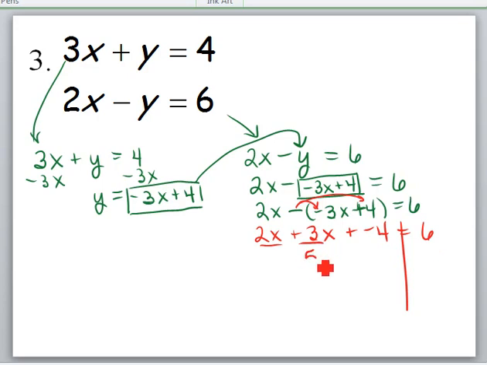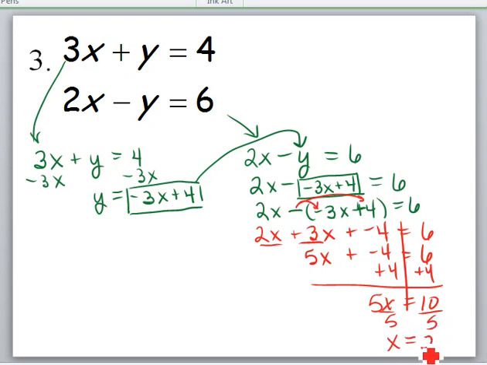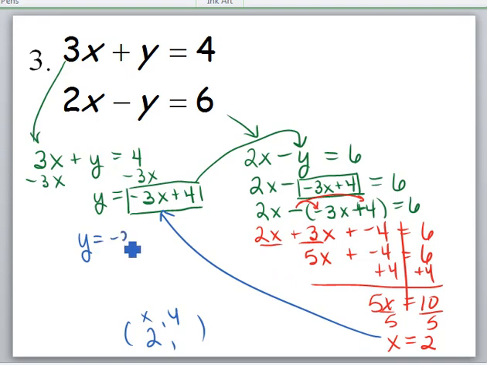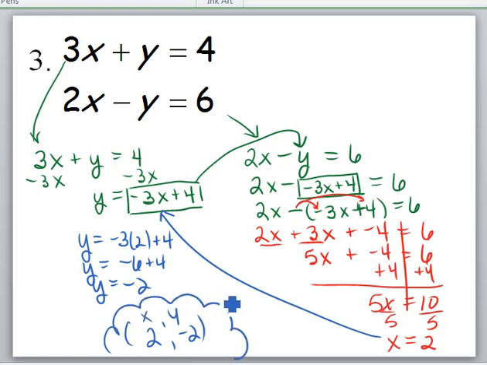Combine like terms. I get 5x plus negative 4 equals 6. Add 4 to both sides. I get 5x equals 10. Divide by 5 on both sides, and I get x is 2. So I started to get my solution. My solution is x, y. My x value is 2, and my y value I can find by plugging that back in. So y equals negative 3 times 2 plus 4. So my answer would be negative 3 times 2 is negative 6 plus 4, which is a negative 2. So my solution is 2, negative 2.